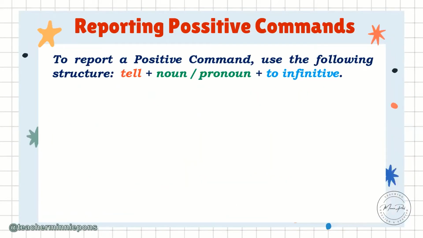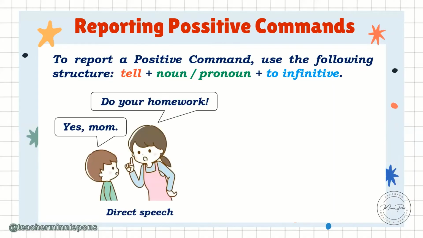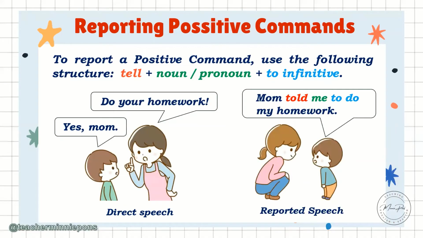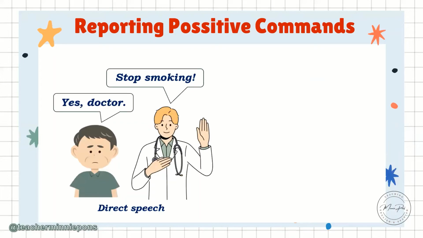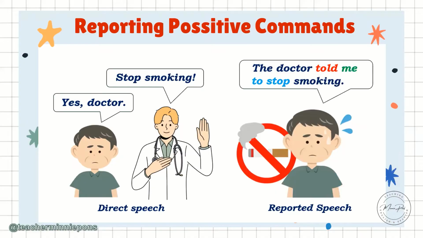How can you report positive commands? To report a positive command, use the following structure. The verb tell plus noun or pronoun plus to infinitive. For example, "Do your homework." That's the direct speech. And reported speech, Mom told me to do my homework. Another example, direct speech, "Stop smoking." Reported speech, the doctor told me to stop smoking.